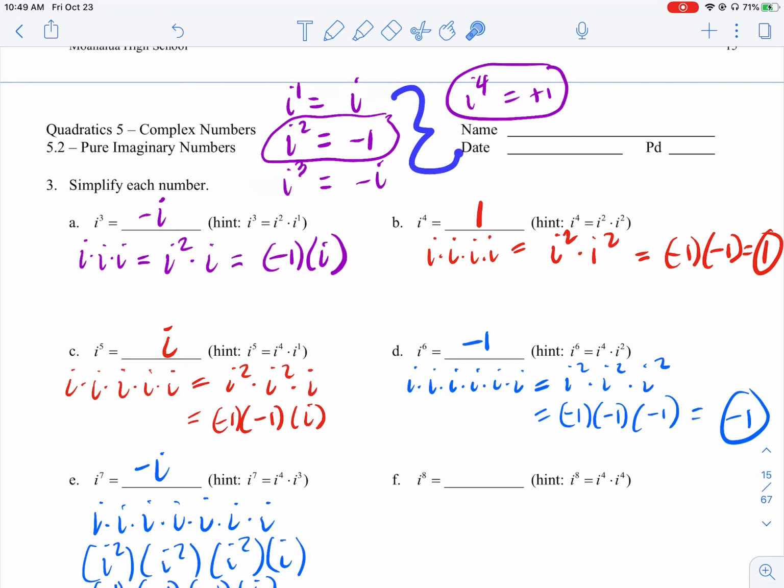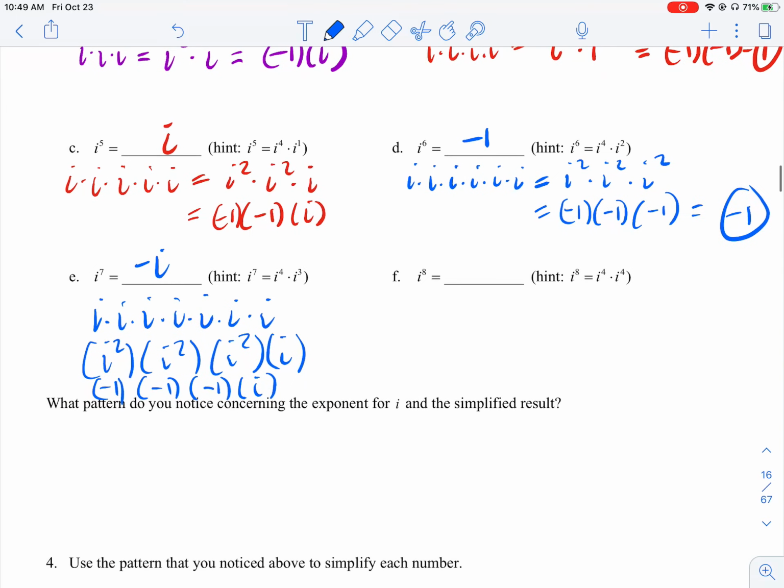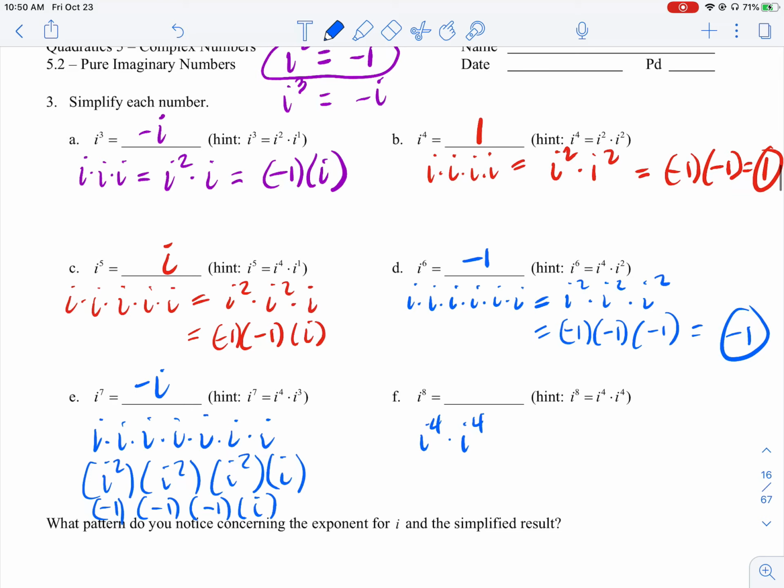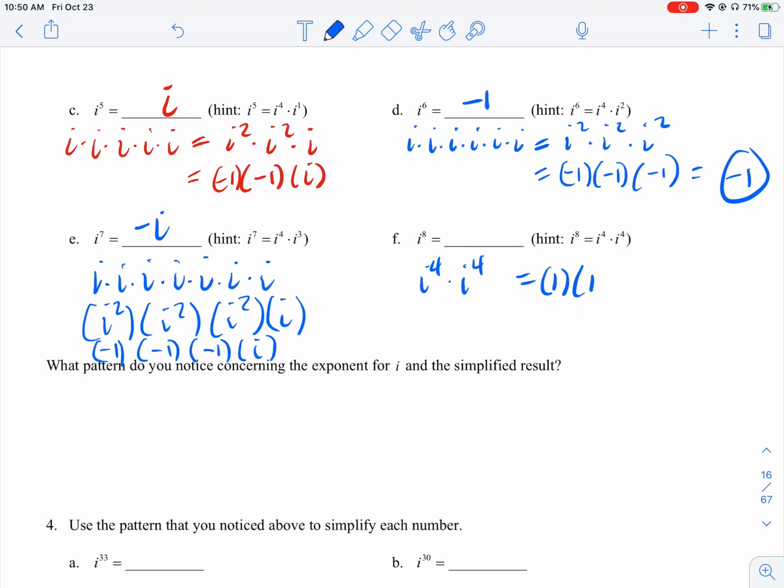That means the answer to i to the power of 8 is a positive 1, because you see this pattern right here. Now I'm going to be realistic here and break this into bigger parts. I'm not going to do i times i times i, that's too many i's. So I'm going to break i to the power of 8 into i to the power of 4 and i to the power of 4. I know from the past part, letter B, that i to the 4 is 1. So why don't I just do 1 times 1? And that is 1. So i to the power of 8 is 1.